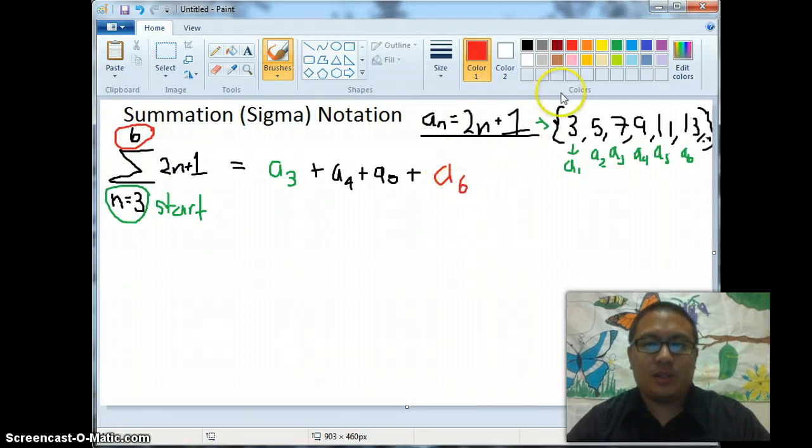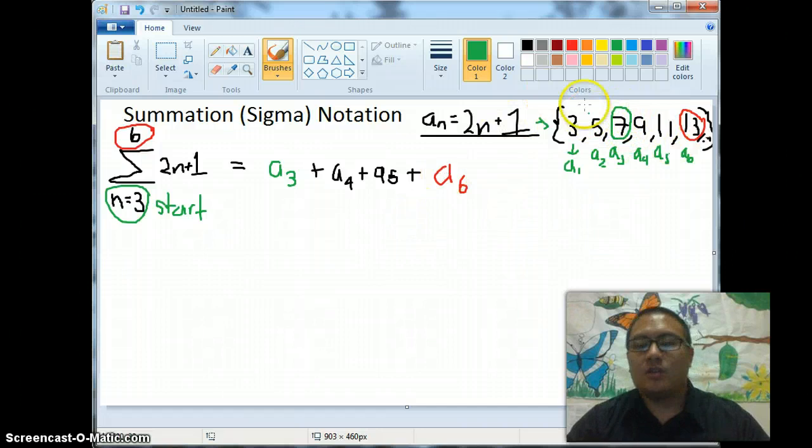And I have nice Christmas colors to get us in the spirit. Okay, so this is your start when n equals 3 for the 3rd term, and finally your end would be the 6th term right here, and I'll circle those in color for you. And the green one right here.